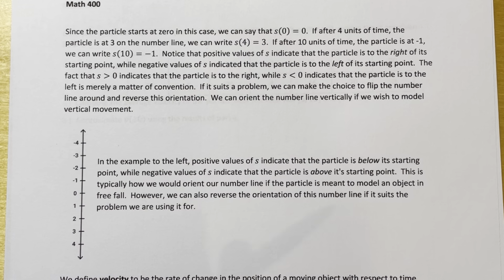We think of the right as being positive and the left as being negative. That doesn't necessarily have to be the case. It usually will be, but we're allowed to change the orientation of this number line if it suits the problem that we're using it for. So if it makes sense in a problem to define left to be positive and right to be negative, we can do that, but you're going to have to explain that. If you don't, it's generally implied that right is positive, left is negative.